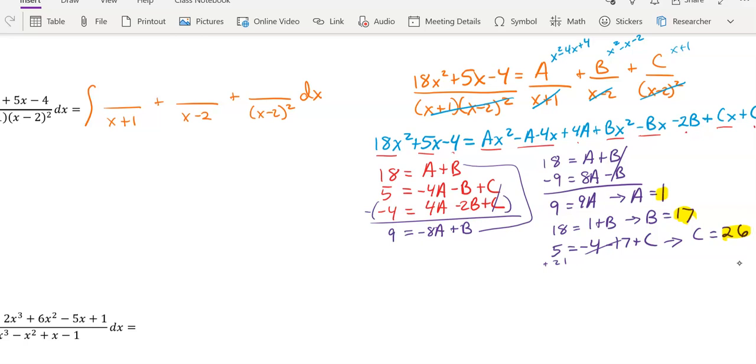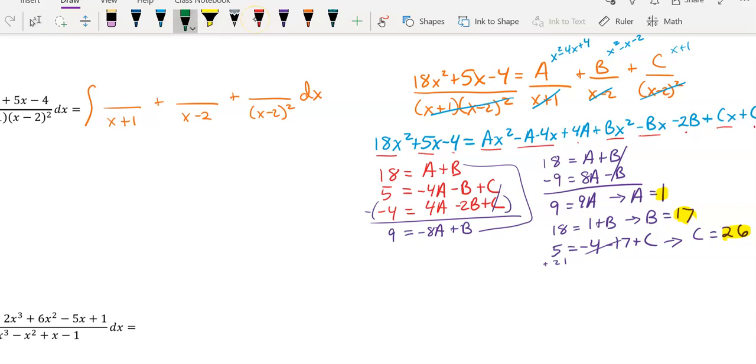Okay, so plugging these coefficients in as my numerators, I end up with A is 1, B is 17, and C is 26, okay? And so now I can integrate these.